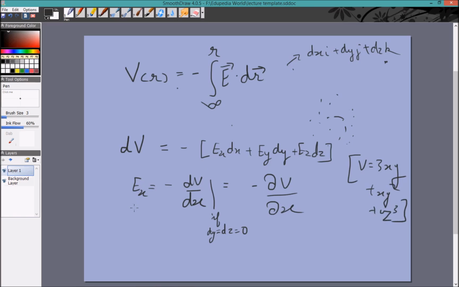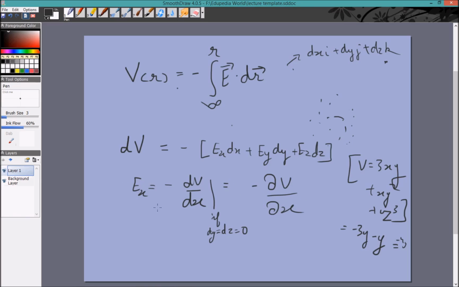Then Ex will be the electric field component in the x direction, and that will be minus del v by del x. That means differentiating v with respect to x, keeping y and z constant. So in this case, that will be minus 3y minus y, so that will be minus 4y. This is actually 4xy. I tried to make this in a hurry, so I made up something silly. Anyway, you get the point.